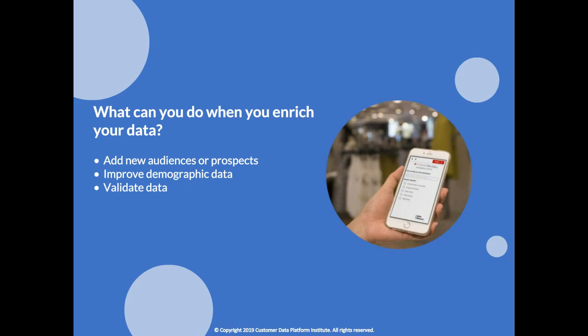So what can you do when you have better information through the process of enrichment? Well, in some cases, you're just adding new audiences or prospects to a database. You also could be adding more demographic or firmographic data to understand your audiences or potential buyers better. Or you could be going through a process of validation, whereby you're ensuring that the data that you have is accurate and reflects the person or thing that you want to analyze.